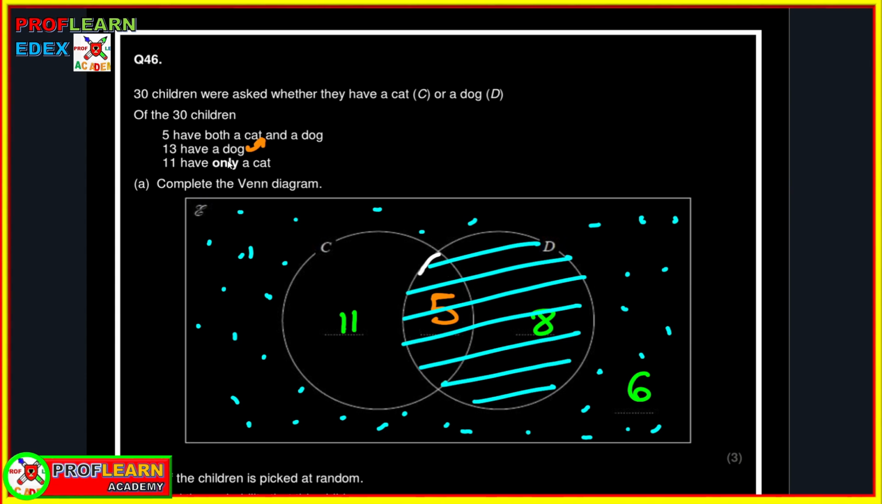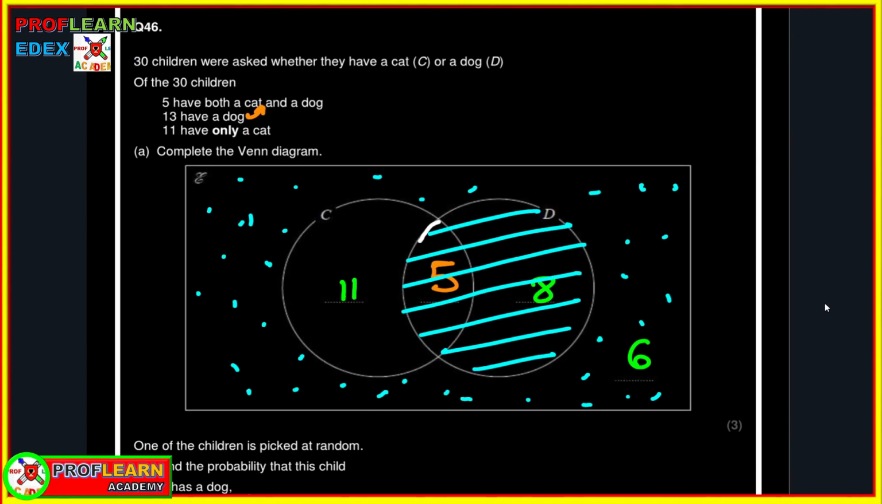13 have a dog. If 13 have a dog, and already we have taken 5 here, it means on this other end we have 8, so that if you add for the dog, you have 13. 11 have only a cat, so this one goes here. And since we were told there are 30 children, we can add these and subtract from 30 to know those who did not say whether they have a dog or a cat.